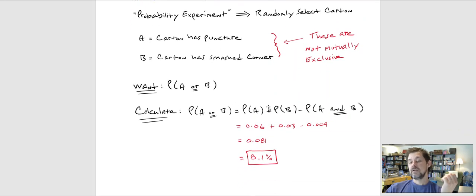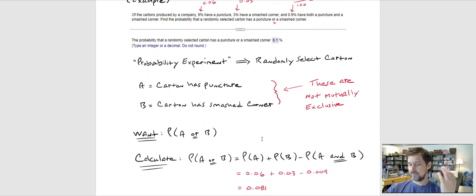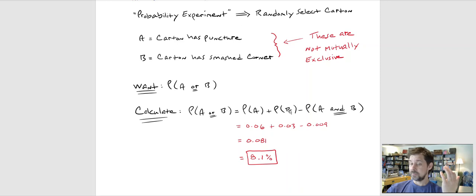So here is my formula for not mutually exclusive events and an or probability. Probability of A or B is probability of A plus probability of B minus probability of A and B. Now all of these numbers were just given in the question. Probability of A, the carton having a puncture, is 0.06. Probability of B, that it has a smashed corner, 0.03. And the probability of A and B, 0.009. Those were all given, and I can read them right into the formula. If I do the math, I get 0.081. That's the decimal I get.